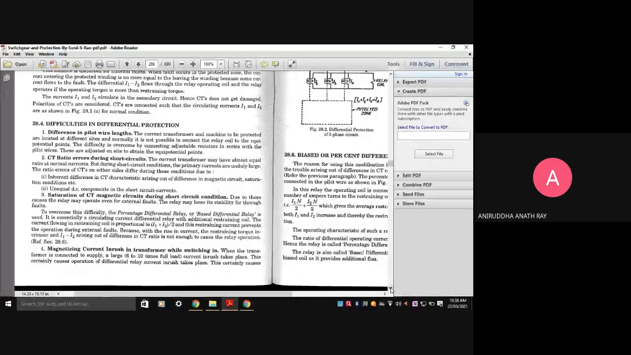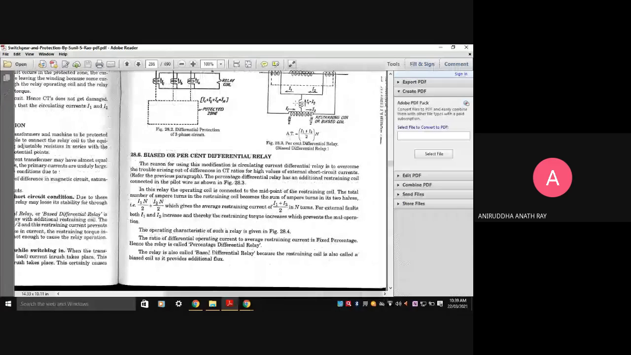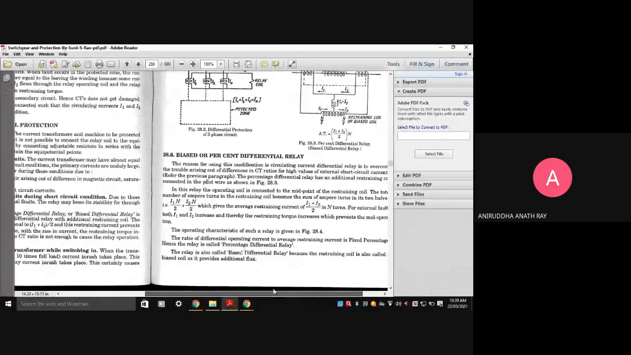The percent differential or biased differential relay is used. It is essentially a circulating current differential relay with an additional restraining coil. The current which flows in that restraining coil, as you can see, is proportional to (I1 plus I2) by 2. You can see I1 current flows here, I2 current flows here, and the current flowing here is basically (I1 plus I2) by 2.